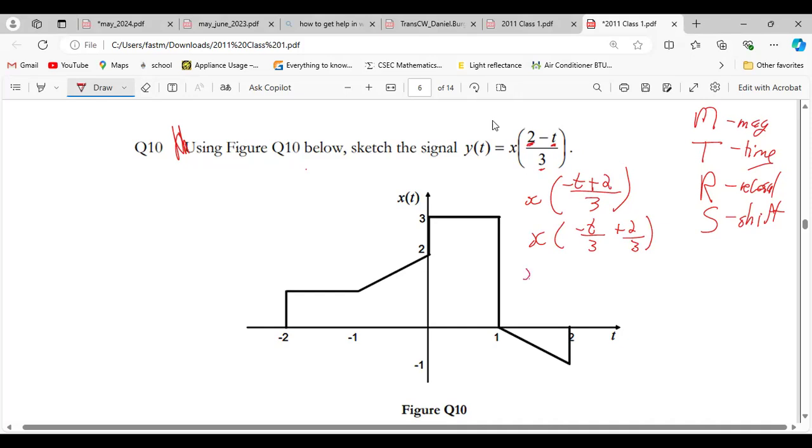So what we could do is say x of minus 1/3 t plus 2 on 3. We have a minus, which is a reversal, right? We have 1 on 3, which is a time scale, which would be a t. Then we have plus 2/3, which is a shift.